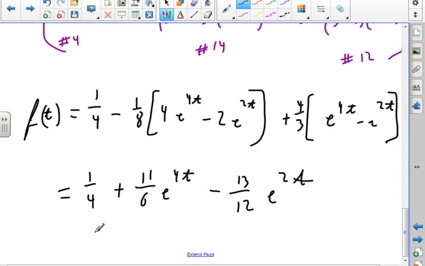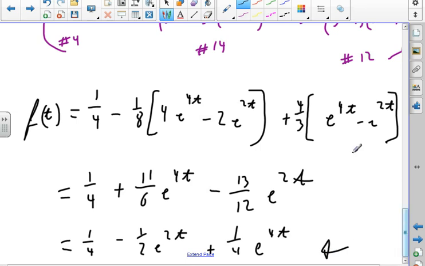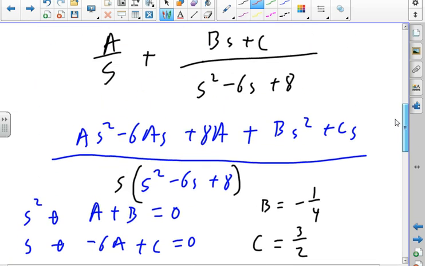1/4. So I'm supposed to have 1/4 minus 1/2 e to the 2t plus 1/4 e to the 4t. Well, that is just so close, we should probably be able to find that error, right? If we do, now the issue is, do we trust the grad student that did the problems for us?